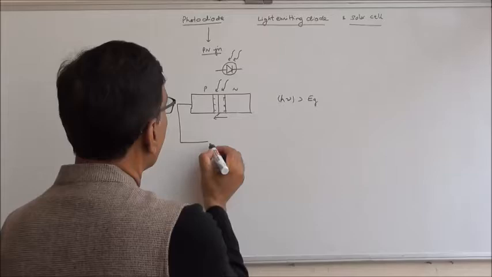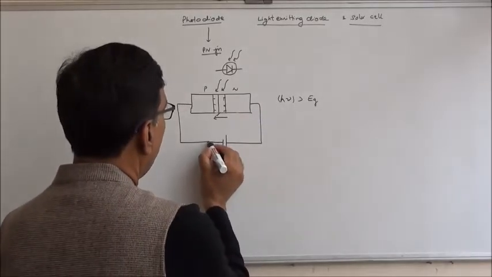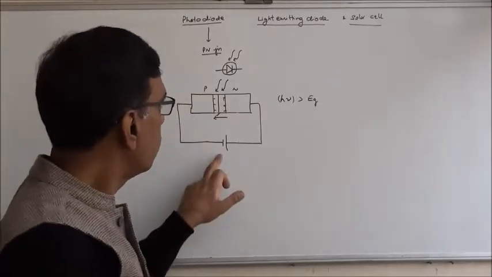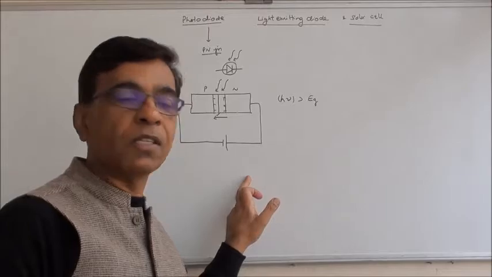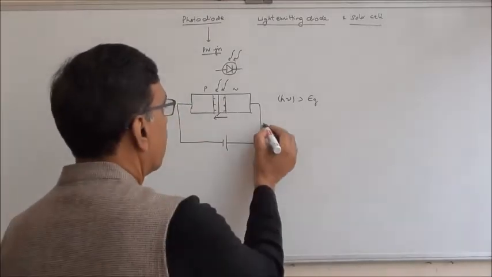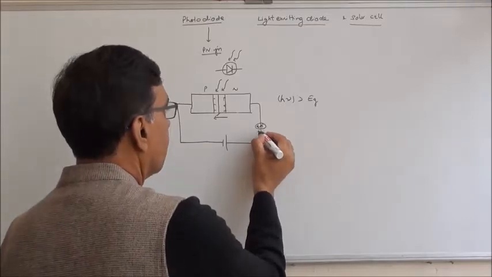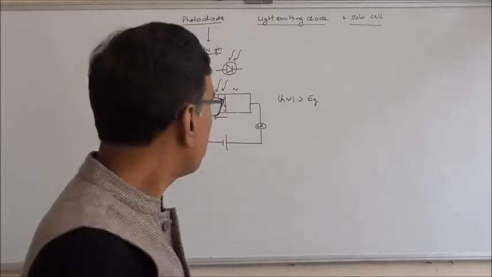And we connect the battery like this. Positive connected to N side. So it is in reverse bias. Drift current will be increased. So if we connect any ammeter here, the reading will increase. More current will flow in the circuit.